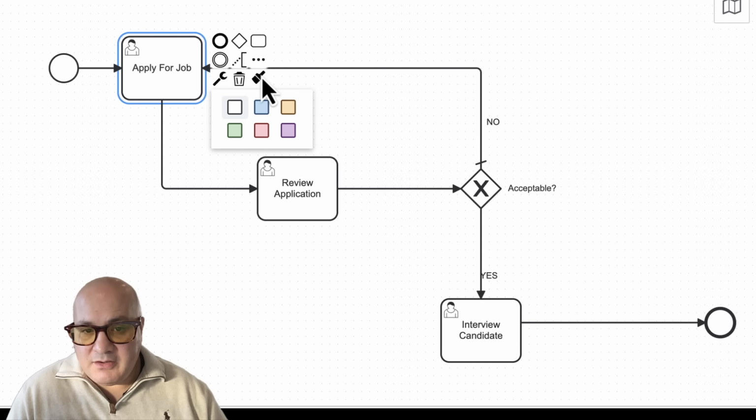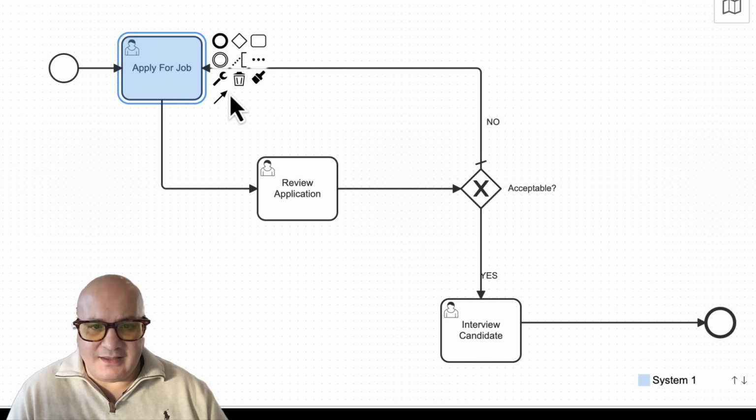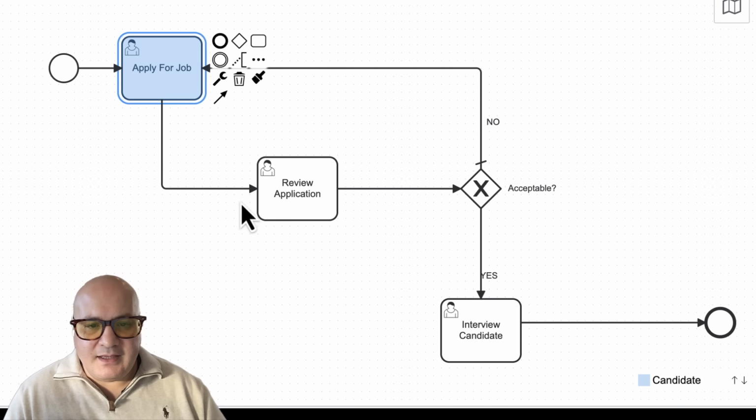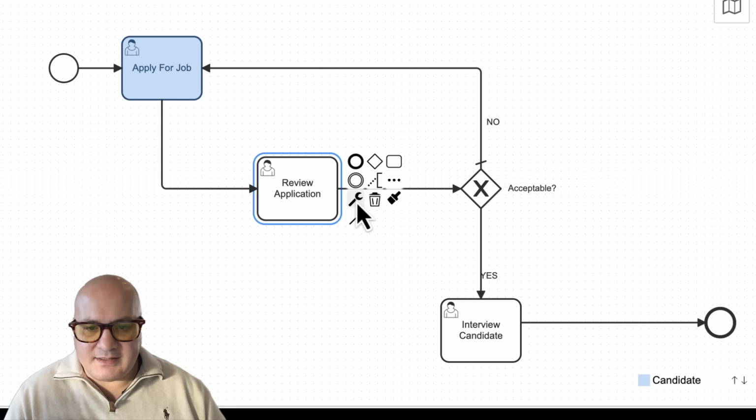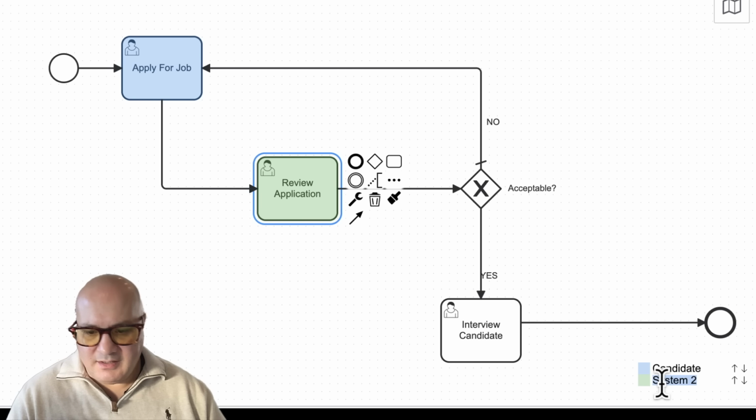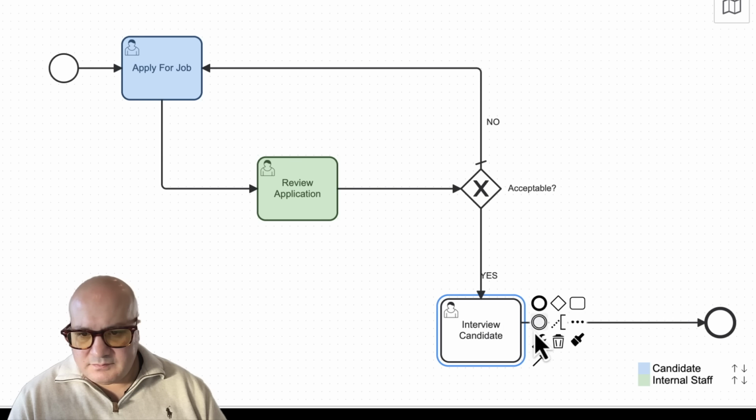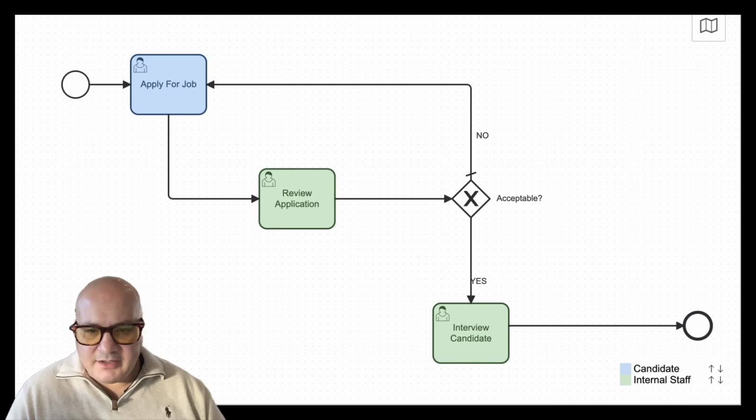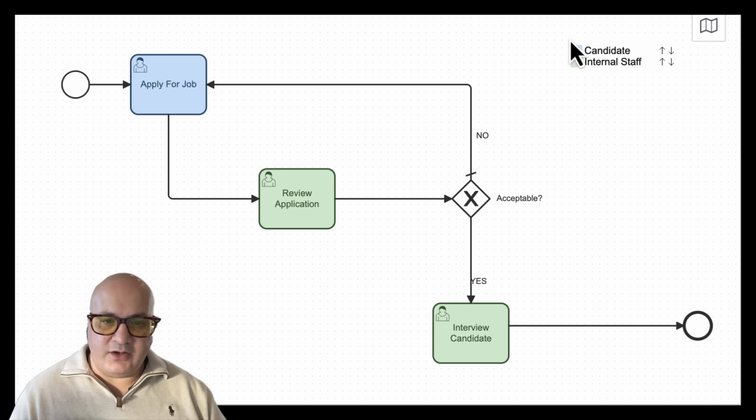So you can come over here now, and when you choose a color, you can say things like, well, this is going to be done by candidates. And maybe you can come over here and say, well, this one over here is going to be done by internal staff. And the same thing over here. So again, you've just got a little legend over here. You can use it to indicate who's doing what.